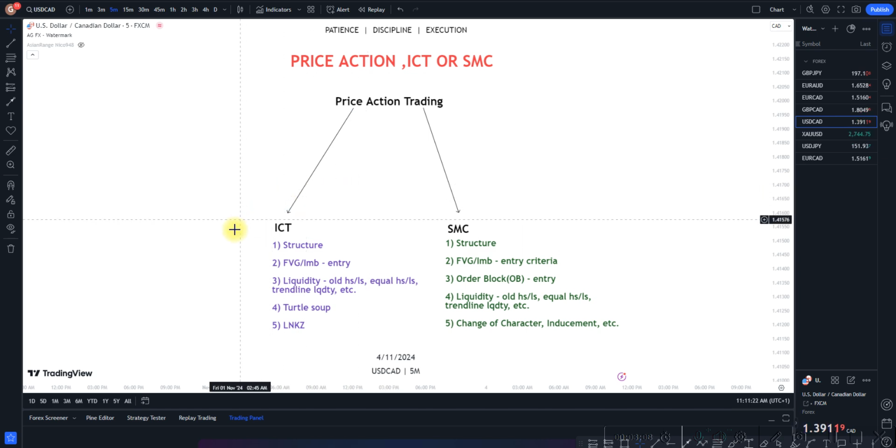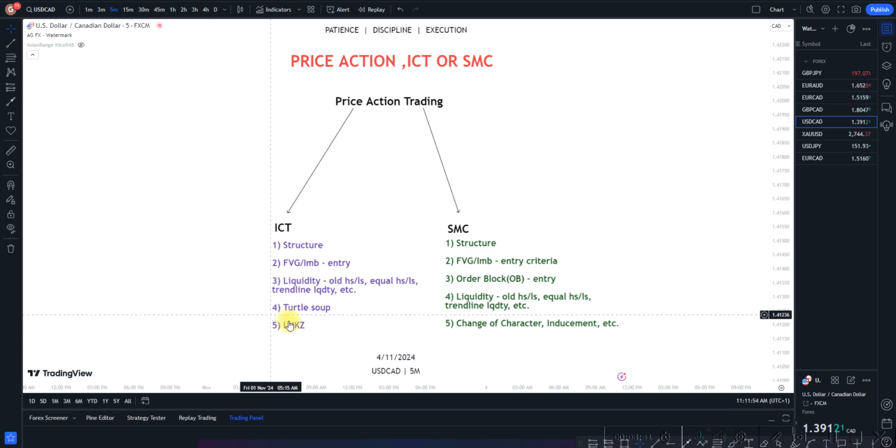So if you look at the things that they trade, they use structure. The ICT strategy uses structure. It imbibes the concept of FVG, or fair value gap, or some people call it imbalance, as their mode of entry. Then they also look at the concept of liquidity in the form of old highs and lows, equal highs and lows, trendline liquidity, and the likes of them. Then there is also a concept that they call turtle soup, so they also look at that.